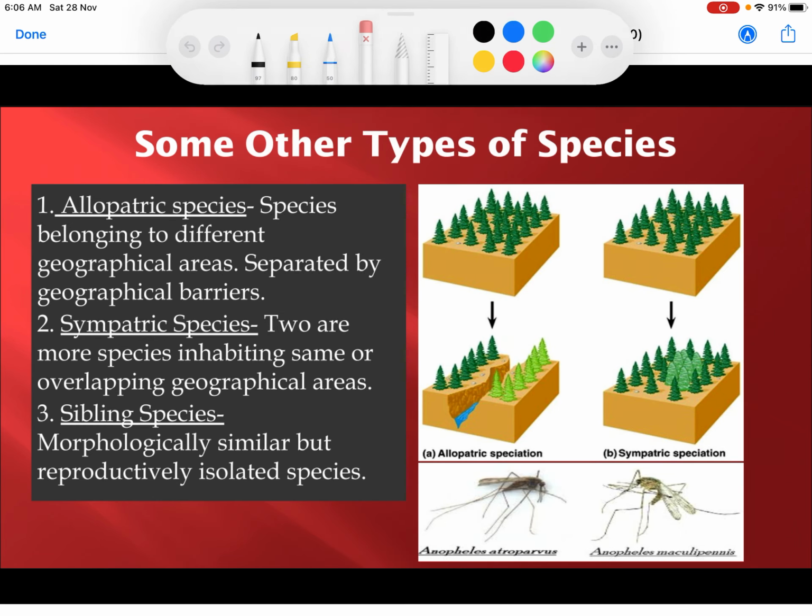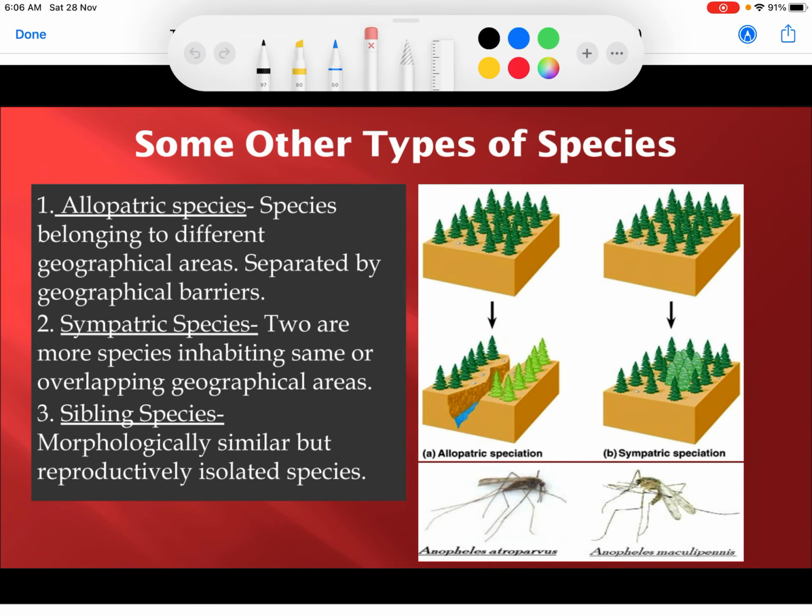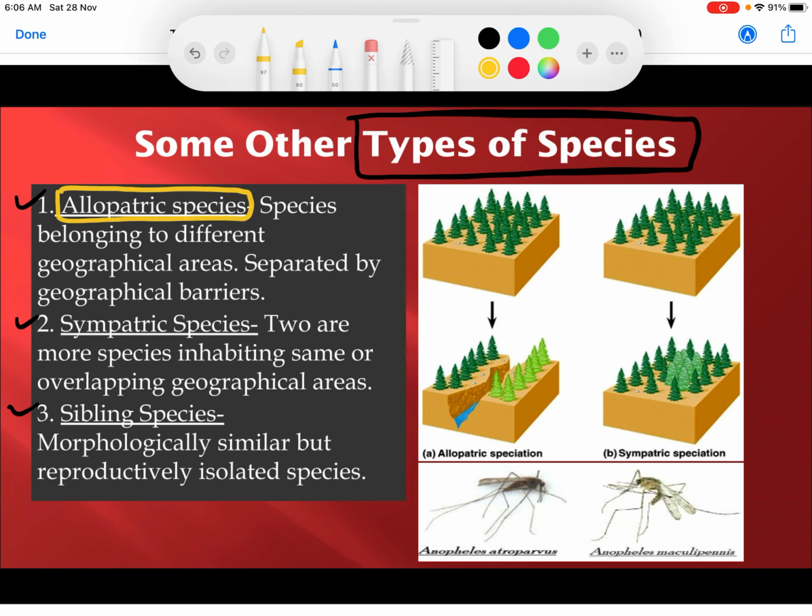Now, types of species. Ready? When I am talking about types of species, basically 3 types of species we can observe. First type is allopatric species. Now, what is the meaning of allopatric? When a species belongs to different geographical areas or is separated by a geographical barrier.